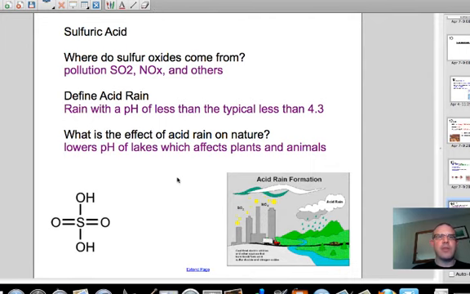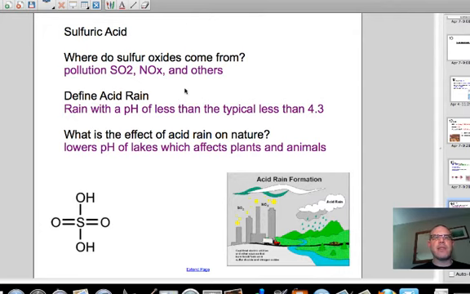Next one is sulfuric acid. And we probably most often hear about sulfuric acid when we're talking about acid rain. So where does the sulfur come from? It comes from pollution. We have many different types of pollution. Sulfur oxide, nitrous oxide type compounds, and a lot of other things that can be put into the air.